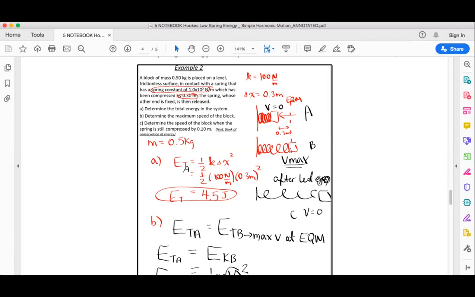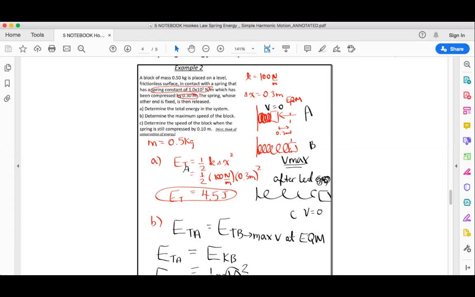So the total energy at that point, since we're holding it in place, it doesn't have any speed, we'll call that h equals 0. The only energy that makes up the total energy is the elastic potential energy, which is 1/2 kx squared. We substitute our numbers in SI units, and we get 4.5 joules.